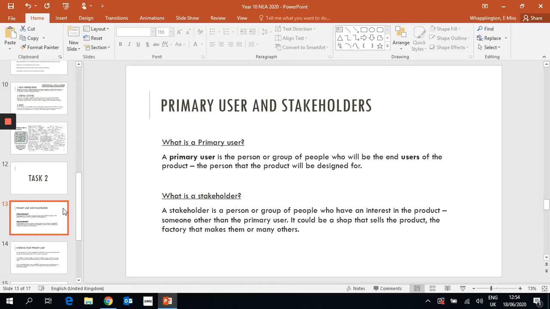They might have an interest in it. They would have an interest in crime rates and things like that. So all these people would be stakeholders in the product. As many different people that have got any sort of association or interest in that product would be a stakeholder.